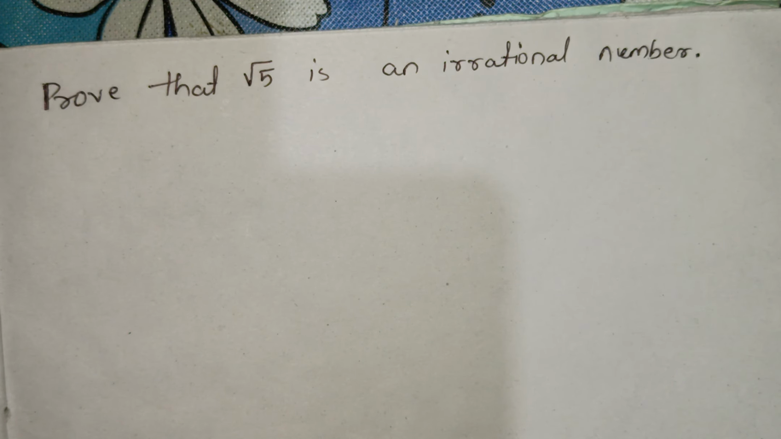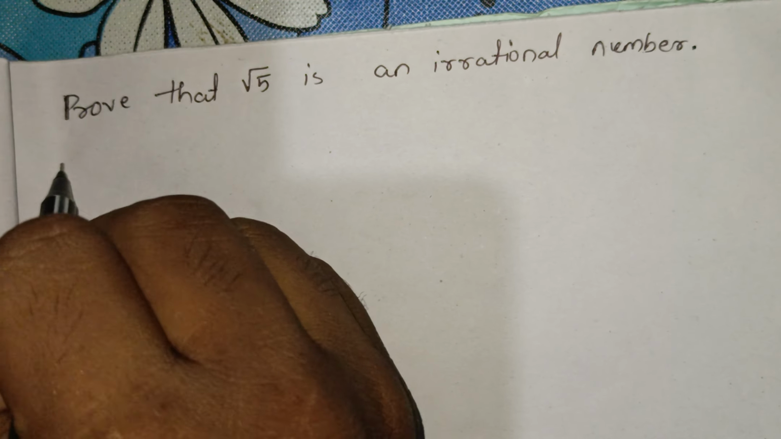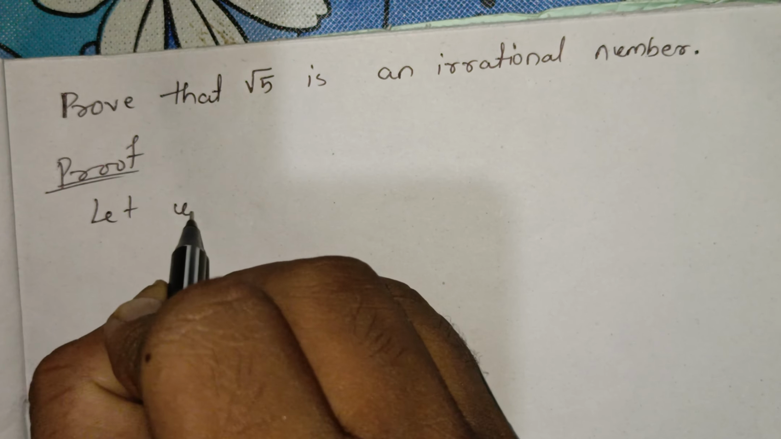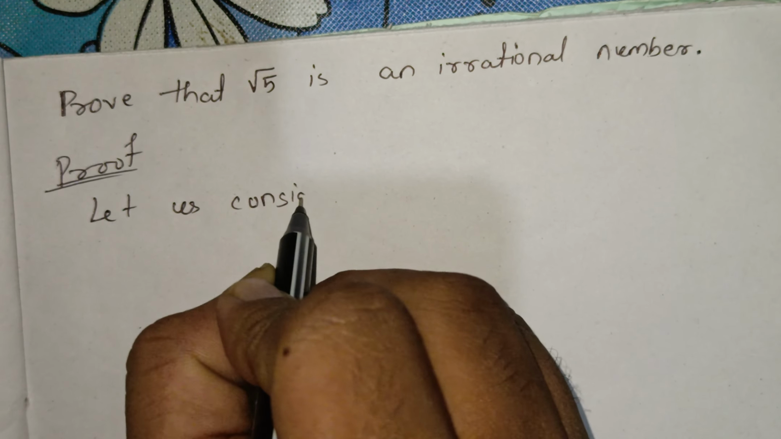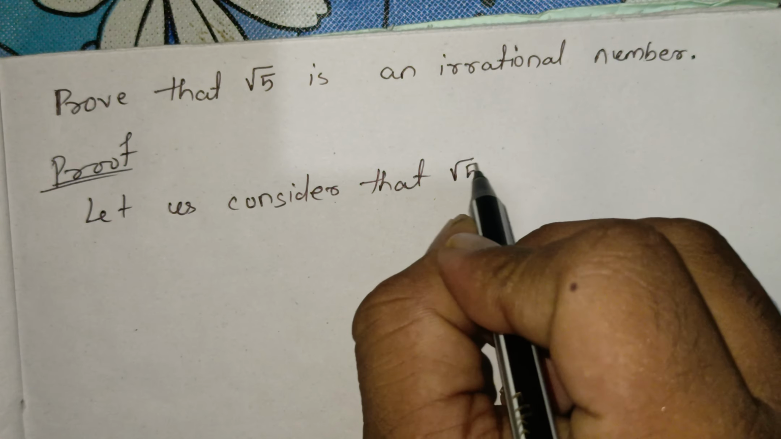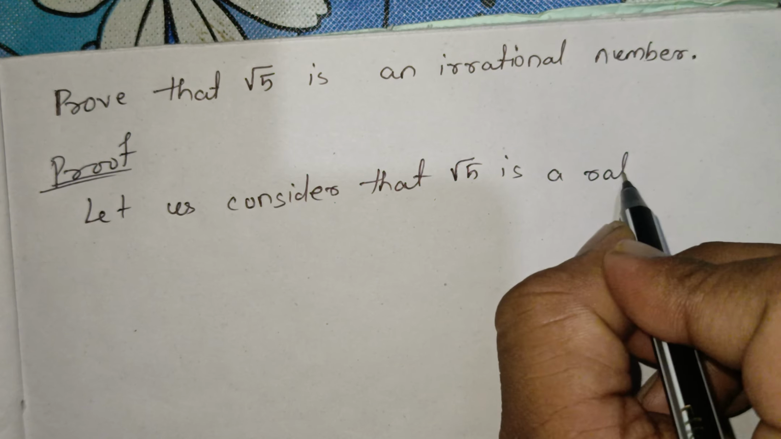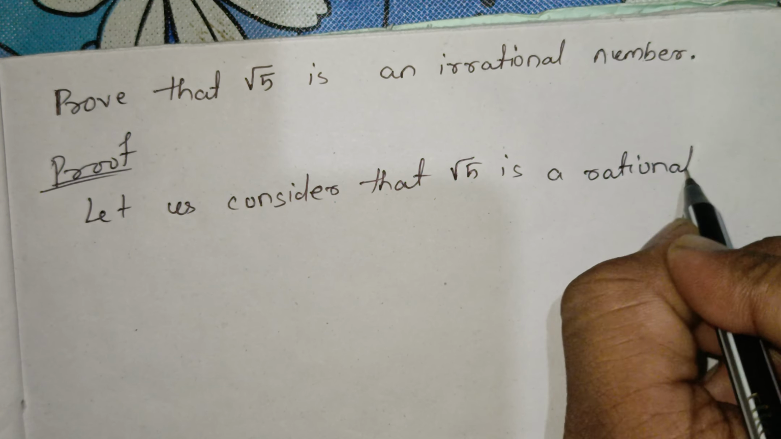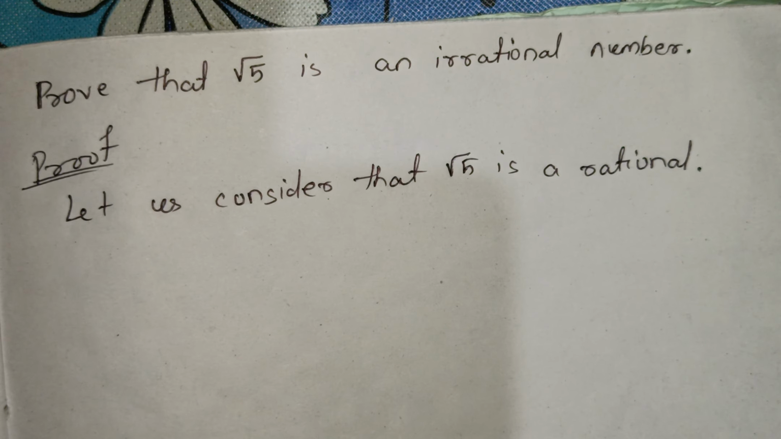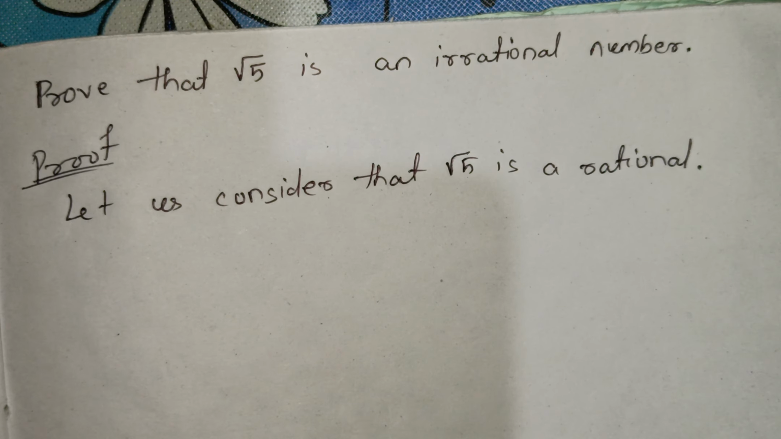Today we are going to prove that root 5 is an irrational number. Likewise, we previously proved that root 3 is an irrational number. In a similar way, we will prove that root 5 is irrational. For this, first let us consider that root 5 is a rational number. Using the method of contradiction, we have to prove that root 5 is an irrational number. So let us first consider that root 5 is a rational number.